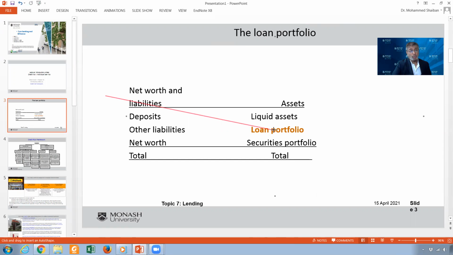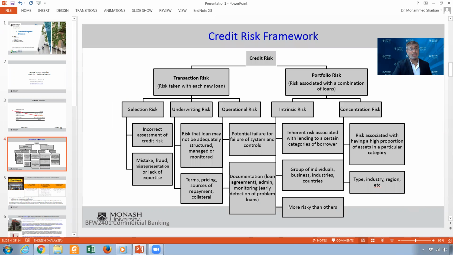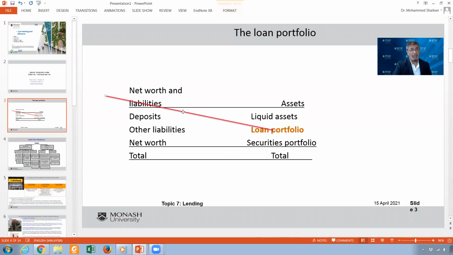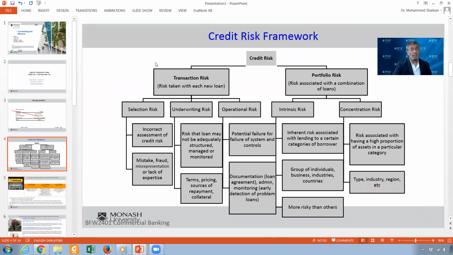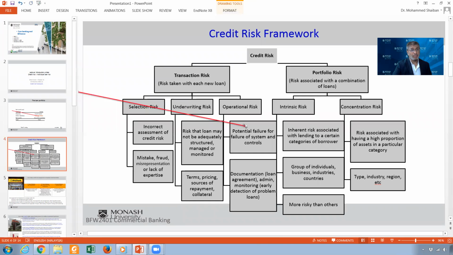Now, when we talk about loan portfolio, we have to understand what this credit risk framework is and where it comes from. We understand now that credit risk is just the defaulting of loans, and it can come from so many places and come to the picture because of so many reasons. The way to understand it is to look at the framework. This is the framework of the credit risk.